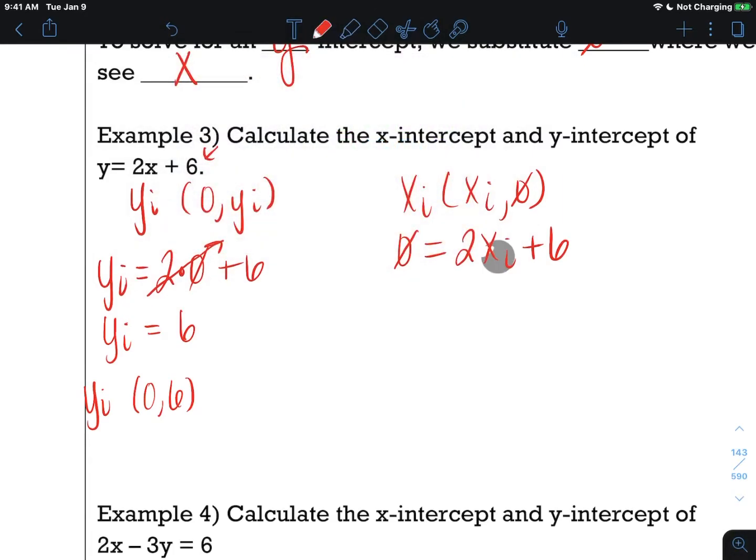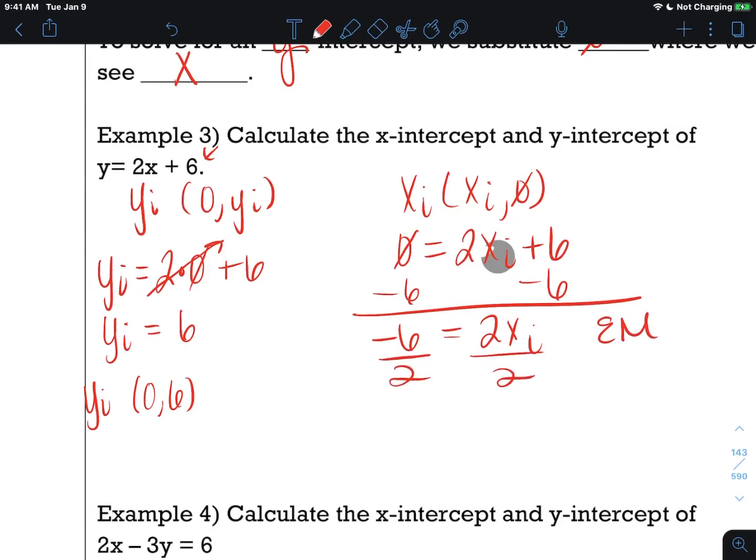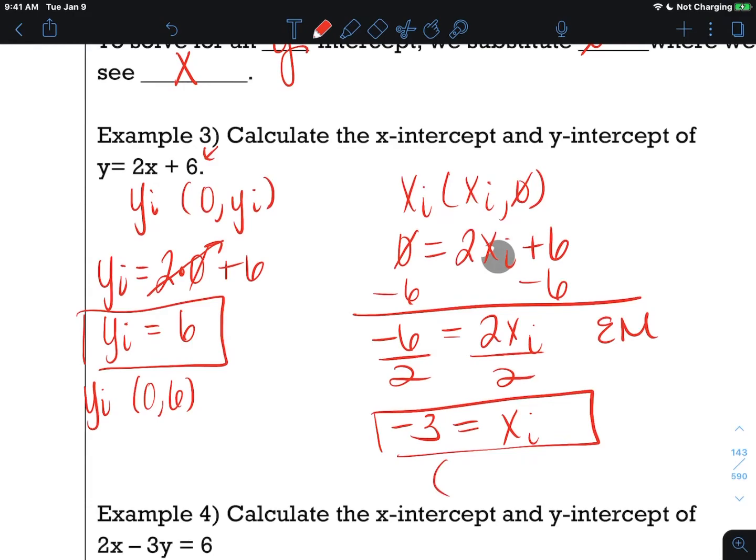So that means I need to get rid of that 6 and that 2. Remember, we always get rid of what is not attached to the x first. Exciting move, great divide. Comes up every single time. So I'm going to move my 6 over. That's my exciting move. And I'm going to do my great divide. I'm going to divide by the number touching my x, my coefficient. And I get an x-intercept of -3. That means that my x-intercept is located at (-3, 0).